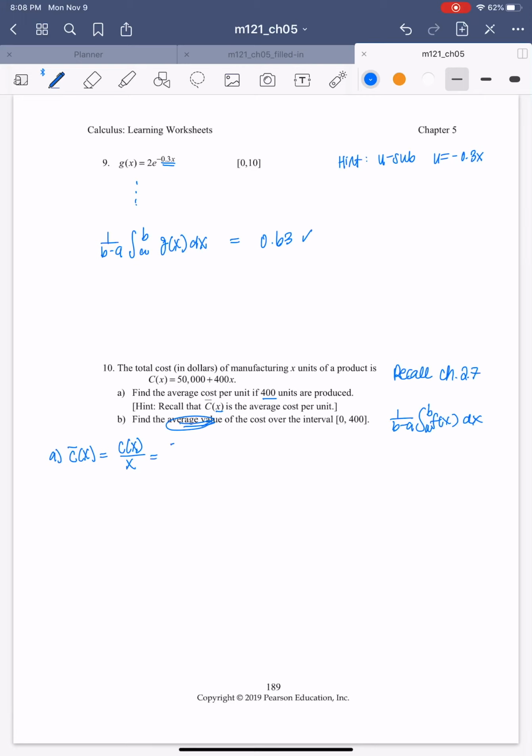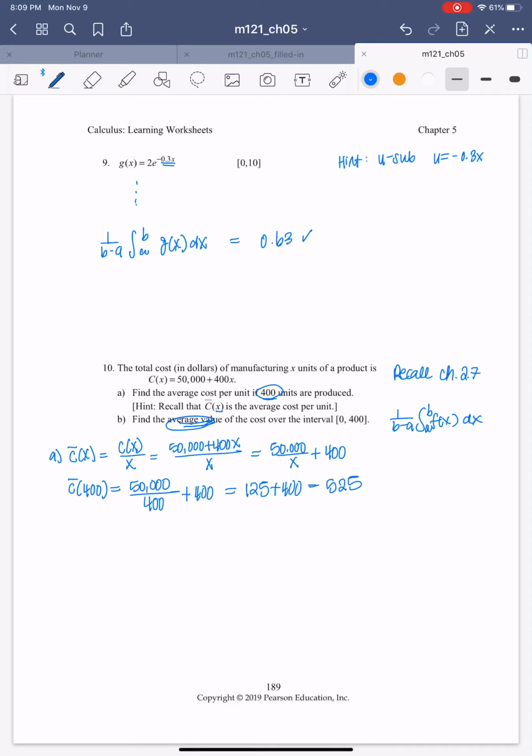What's my cost function? 50,000 plus 400X, divided by X. So I'm going to separate it and rewrite it as 50,000 over X plus 400. But we are finding it at X equals 400, so let's substitute 400 for X. That will be 50,000 divided by 400 plus 400. So I'm getting 125 plus 400, 525. That's it. Very simple.